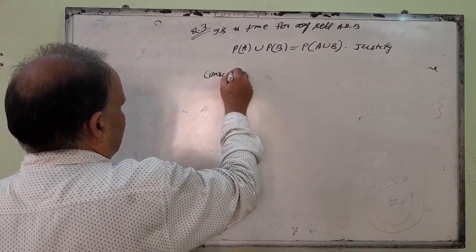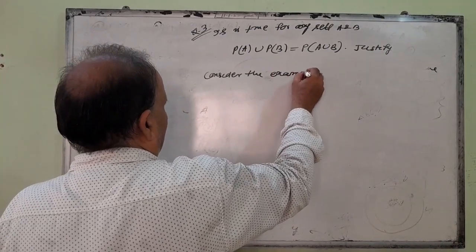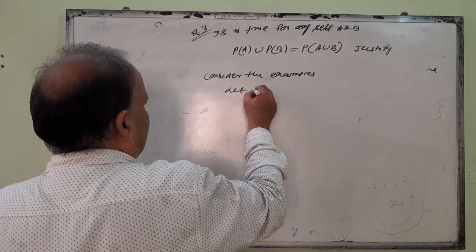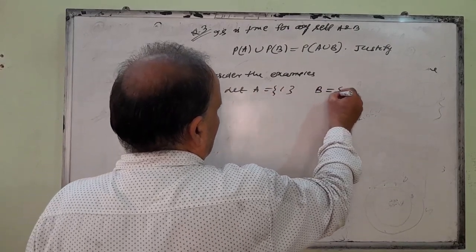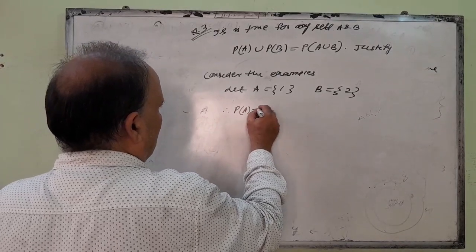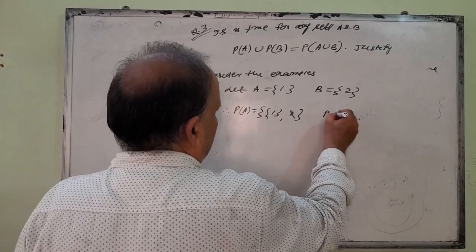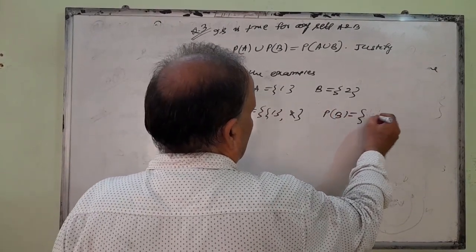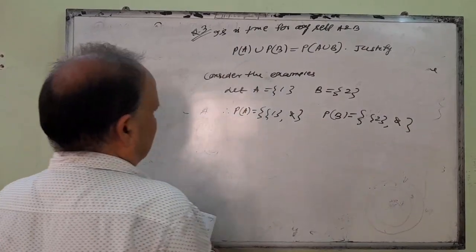Consider the examples. Let A = {1} and B = {2, 5}. So P(A) is equal to what? {∅, {1}}, and P(B) is equal to {∅, {2}, {5}, {2, 5}}. These are the power sets of A and B.